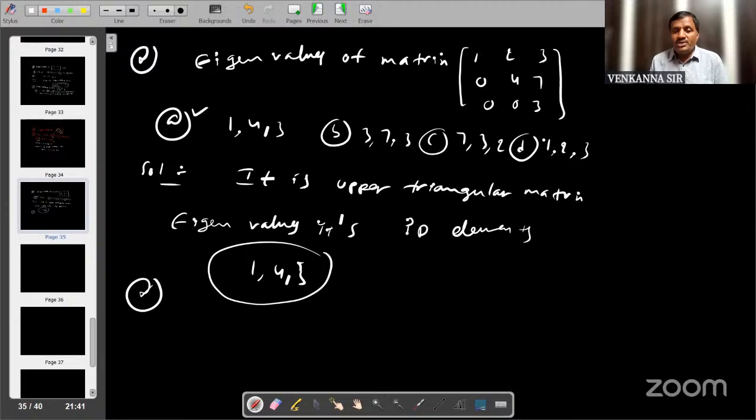So all of you are understanding? Any confusion? For upper triangular, lower triangular, scalar, and diagonal matrices, what are the eigenvalues? They are the principal diagonal elements.